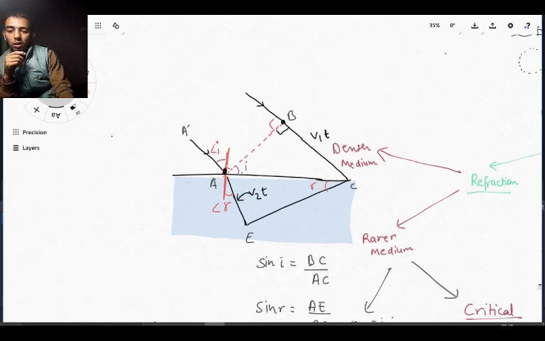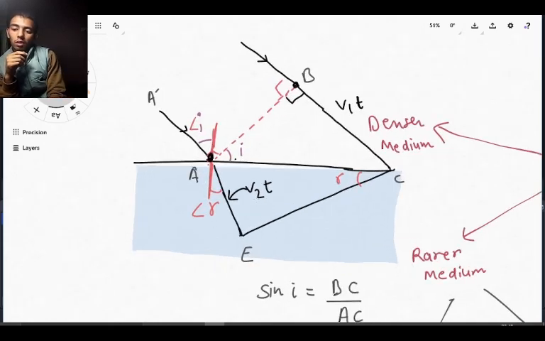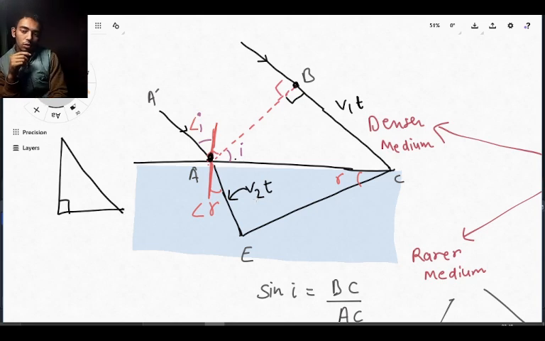Now we know from the trigonometry you have learned. If you don't know, then I will revise it. If there is an angle, let's say i, then sine i is equal to perpendicular upon hypotenuse.